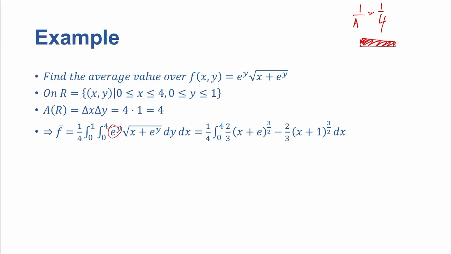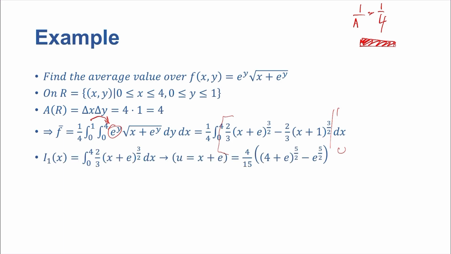So if we evaluate the fundamental theorem of calculus after that, we get 1/4 times the integral between 0 and 4 of x plus e. Oh, sorry. Did I get these bounds wrong? I think we're doing this one first. Oops, so we're going the integral between 0 and 4, and then here we're going between 0 and 1. So we get 2/3 times x plus e to the 3/2 minus 2/3 x plus 1 to the 3/2 dx.